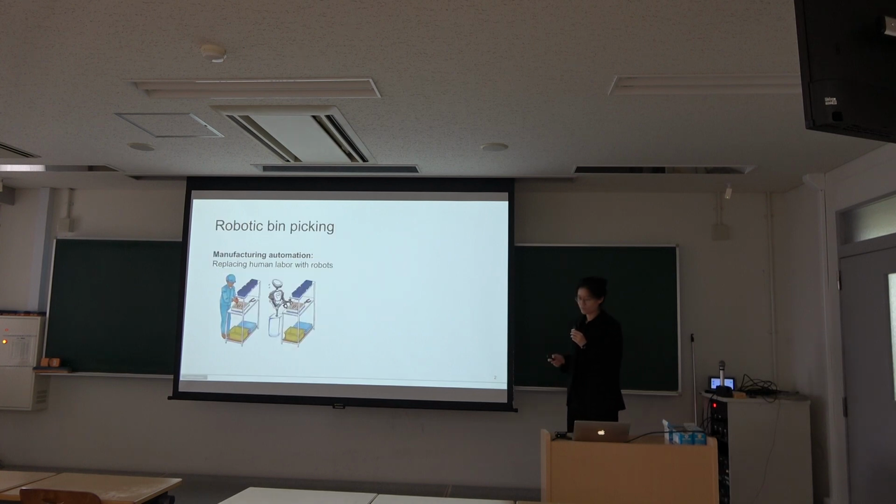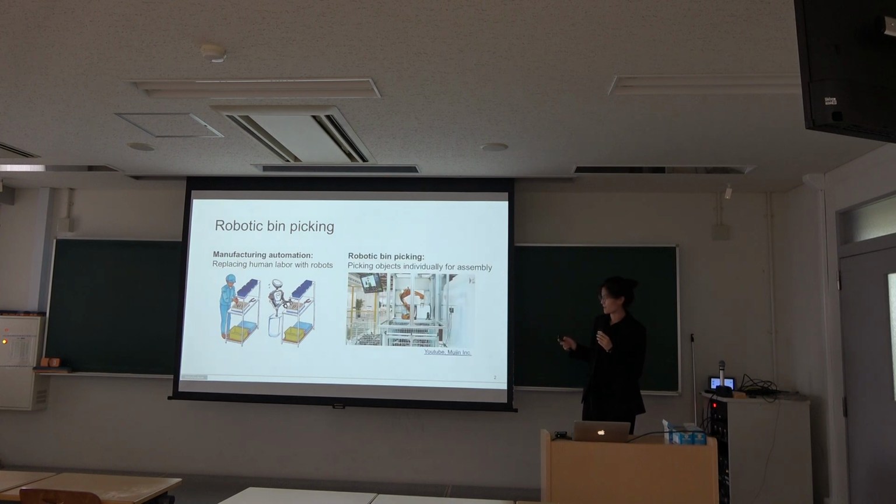To automate the production process, manufacturing has imported industrial robots to replace humans from tedious and repeatable tasks. And as one of these tasks, robotic bin picking refers to picking up objects individually from a bin where parts are randomly placed. And this is a very crucial task since it can replace a large amount of parts feeders, and it can also handle various object shapes and sizes.